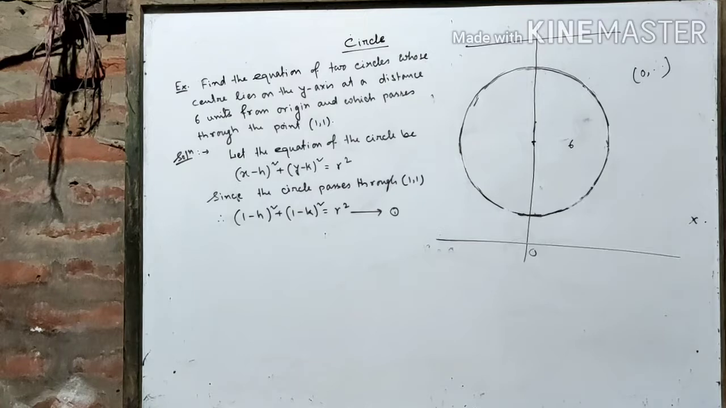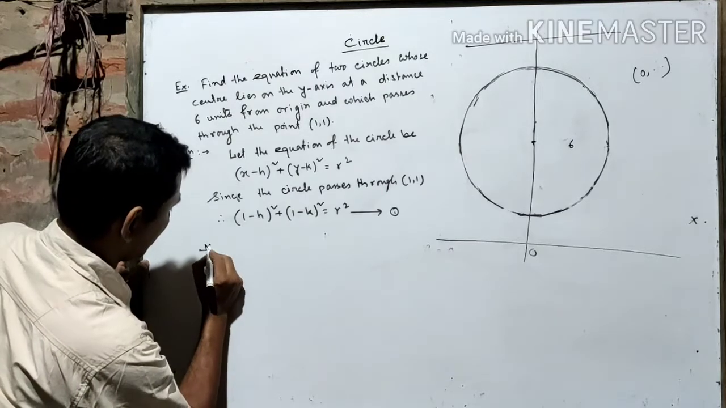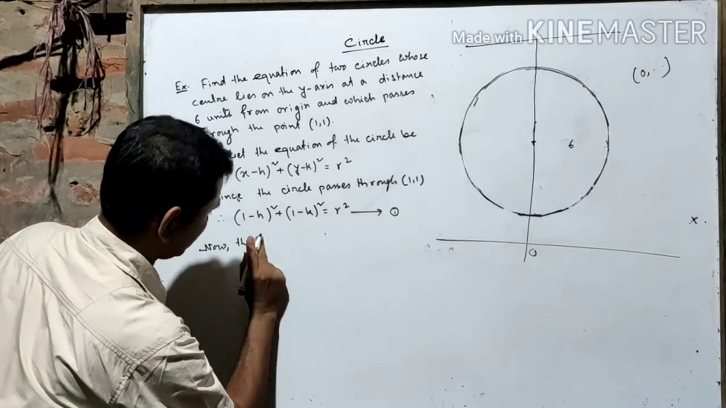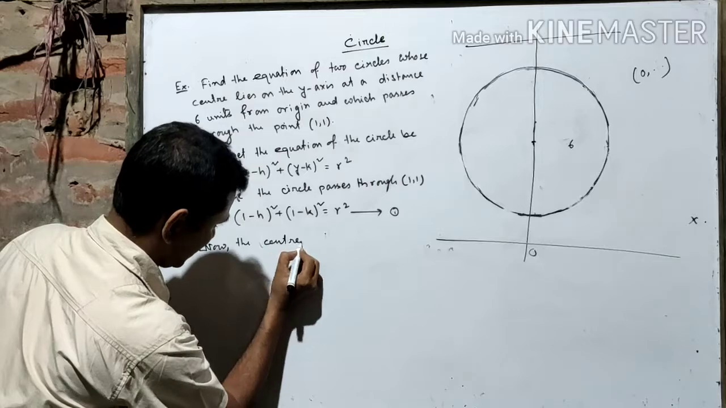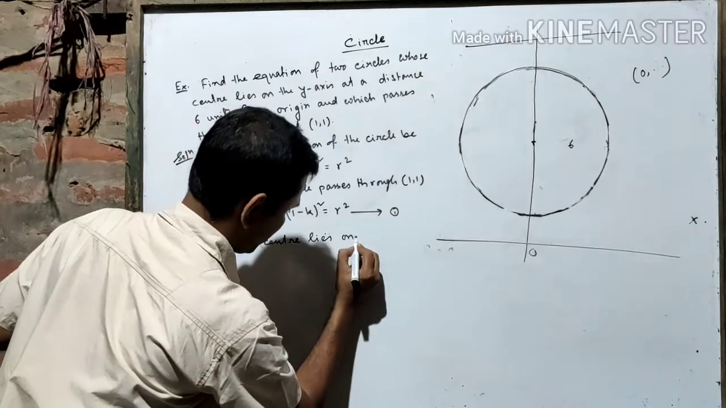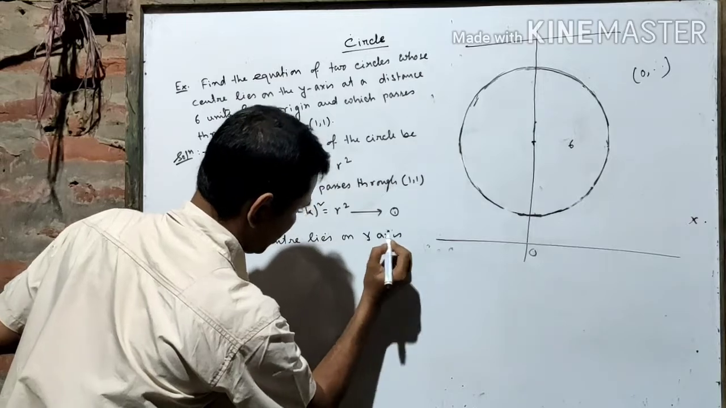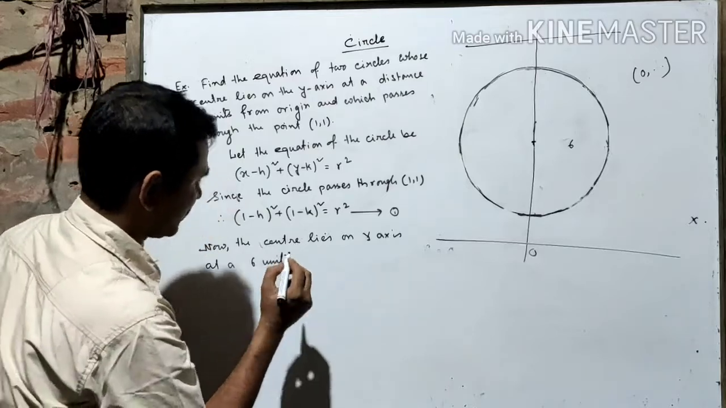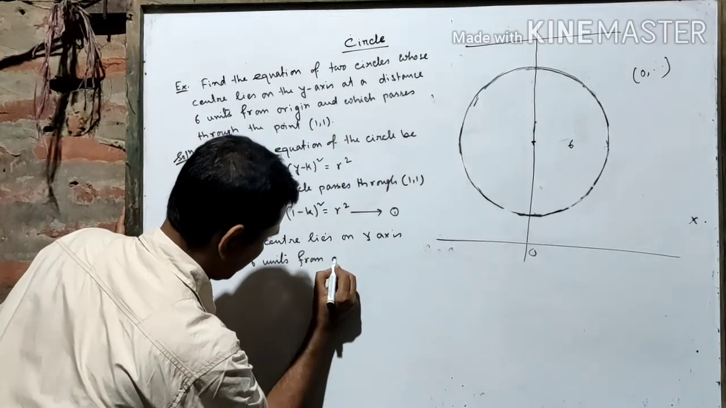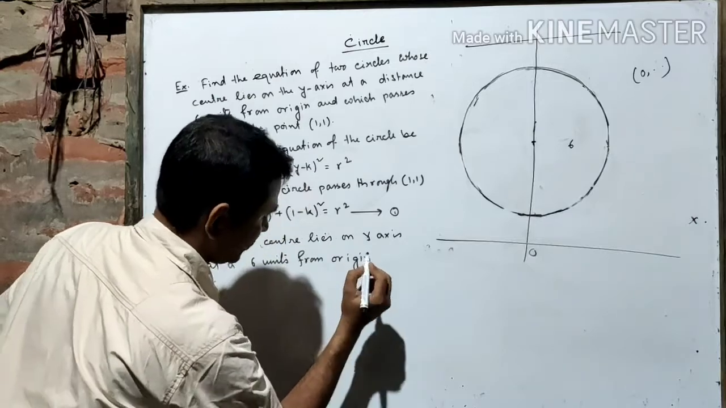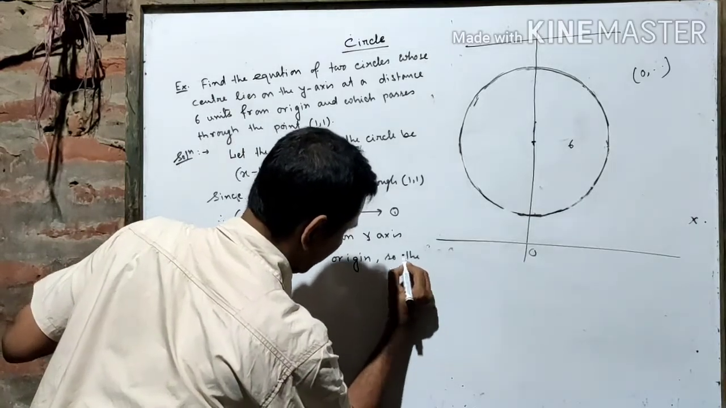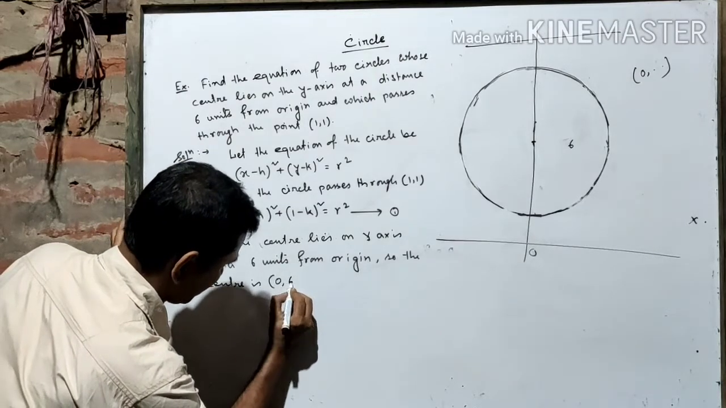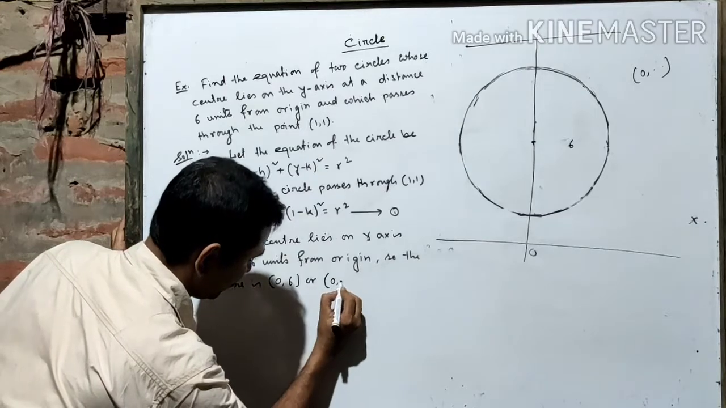Okay, now the center lies on the y-axis at a distance 6 units from the origin. So the center is (0, 6) or (0, -6).